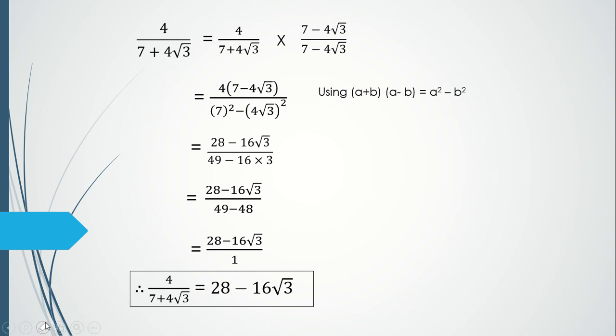Sometimes you don't get a rational number in the denominator by rationalizing once. So you have to rationalize one more time. But I don't think you have that type of sums in 9th standard. So this is also a similar type. Just multiply numerator and denominator by its conjugate. Now the conjugate in this case is going to be root 5 minus root 3.